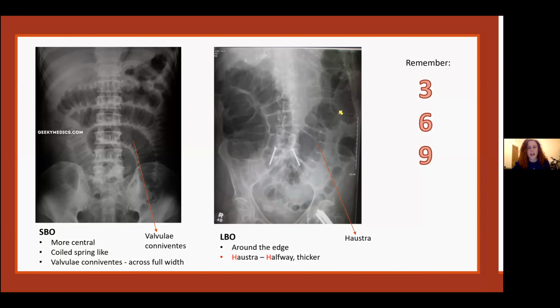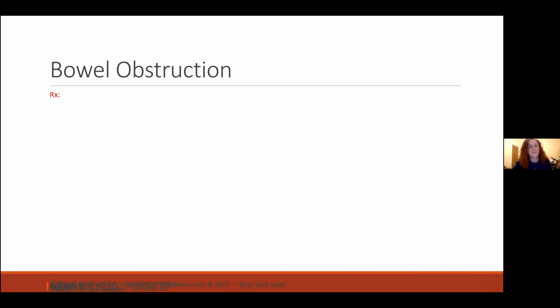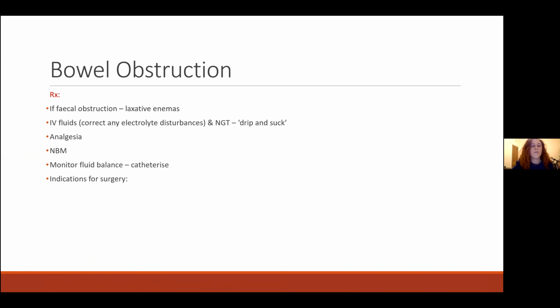Okay, so the treatment of bowel obstruction. If feces are the cause of obstruction, you'd obviously give them laxatives. You'd give them IV fluids and correct any electrolyte disturbances. And you'd do something called drip and suck with an NG tube. So the combination of IV fluids and NG tube is called drip and suck because the drip is the IV fluids and then the sucking is the NG tube.